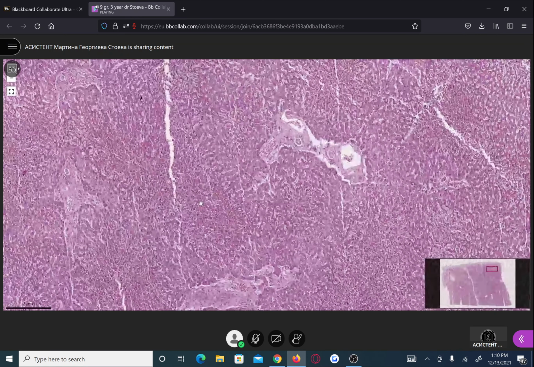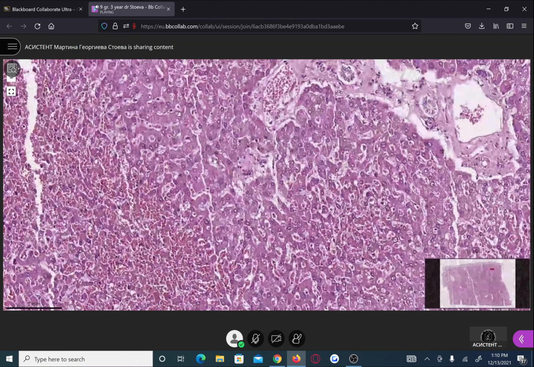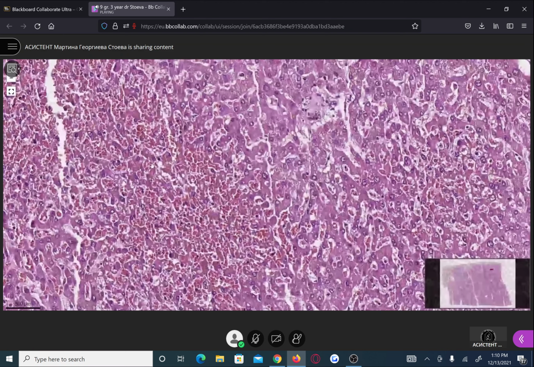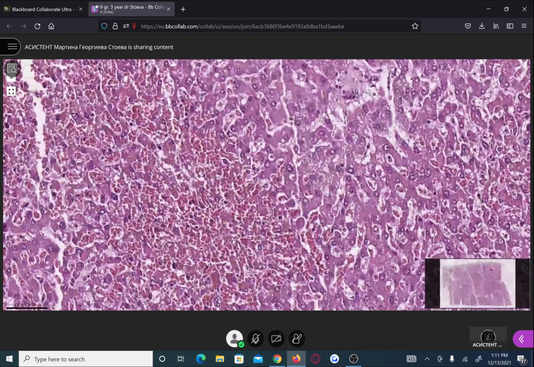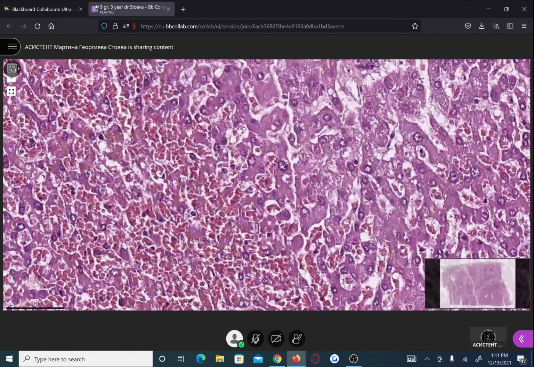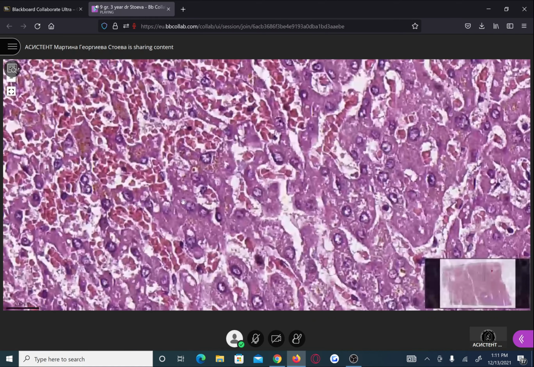Even at medium magnification, we can see the difference between the hepatic trabeculae and sinusoids in the periportal area with the centrilobular one. Here, the hepatic trabeculae are thinner due to atrophy of the hepatocytes, and the sinusoids are dilated and filled with erythrocytes. The pigment is also obvious.